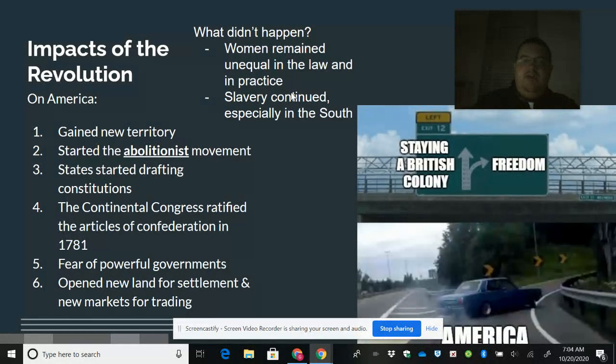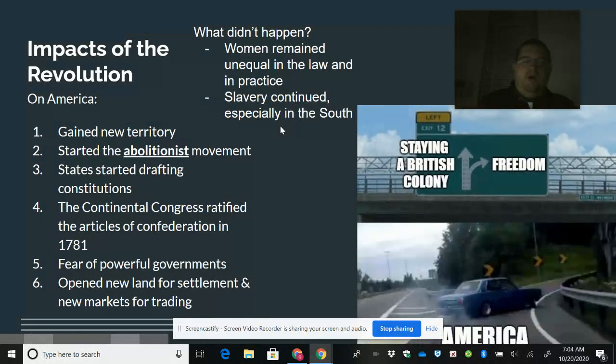Slavery continued, especially in the South. Okay, another huge problem. Even back then, and the Civil War doesn't happen until 1861, but we're already talking about it in the 1780s. Okay, there are already people against it, and then there's people for it, and we're already having that debate going on during the Revolutionary War or after it. And there's a lot of people that wanted slavery abolished after the Revolutionary War.